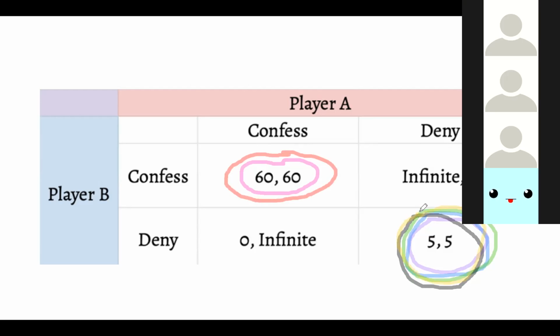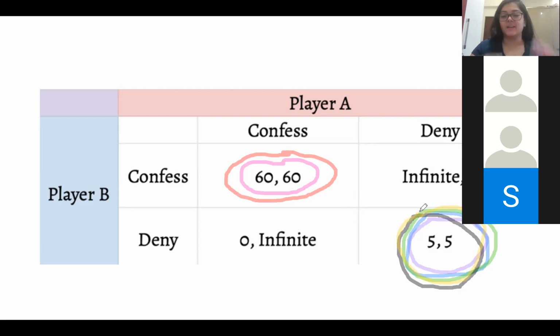Okay, let's explain. So everyone chose deny, deny because it was reducing the pain for both the economic agents. Am I right? Yes. All right. Now, if I am player A, okay, let me change this.